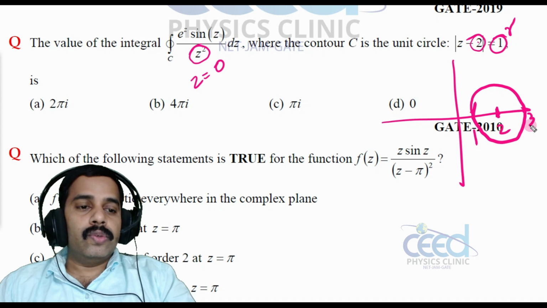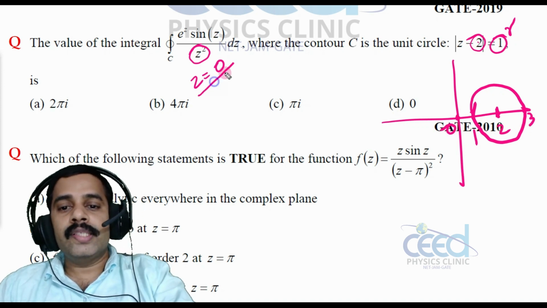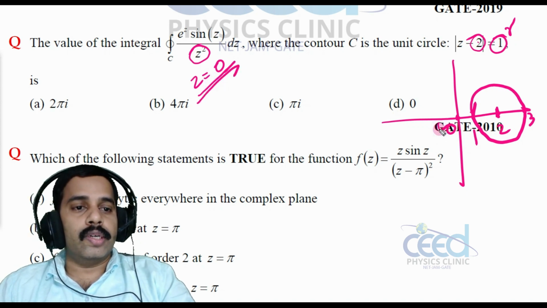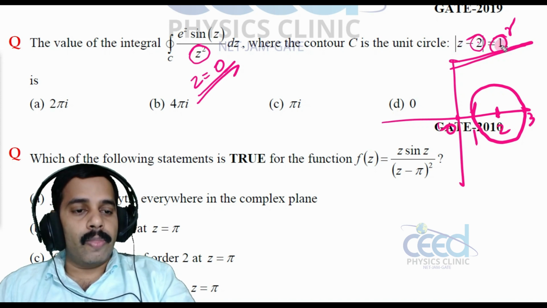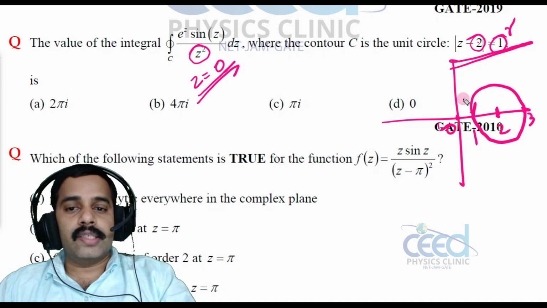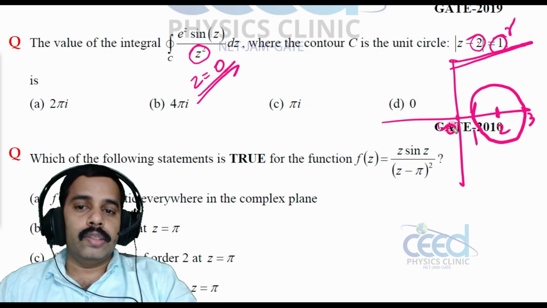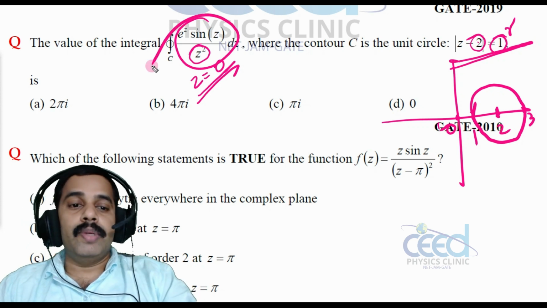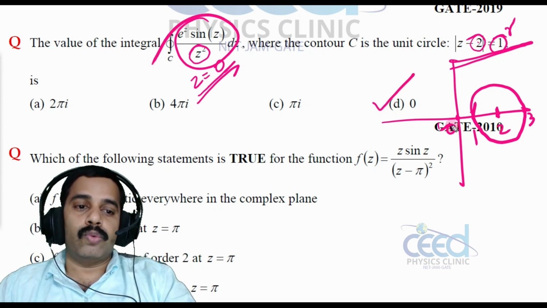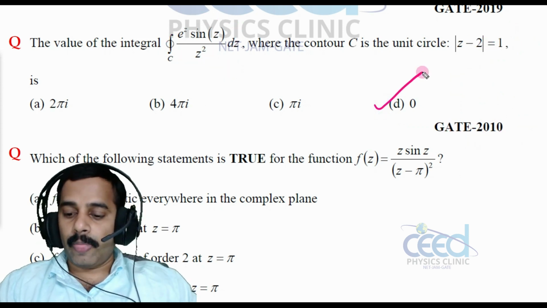Now if you look at the z is equal to 0 point, 0 is located here. So this pole is outside this contour, right? This is the definition of this contour: (2, 0) is the center and 1 is the radius. So from the figure it is clear that the given pole, z is equal to 0, is outside this contour. So if I integrate this function, the answer will be 0 because the pole is outside this contour, right? All right. So option D is correct.